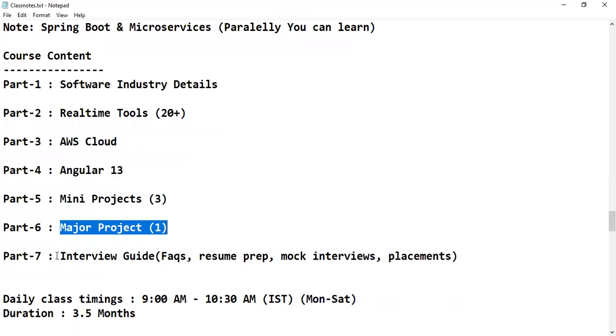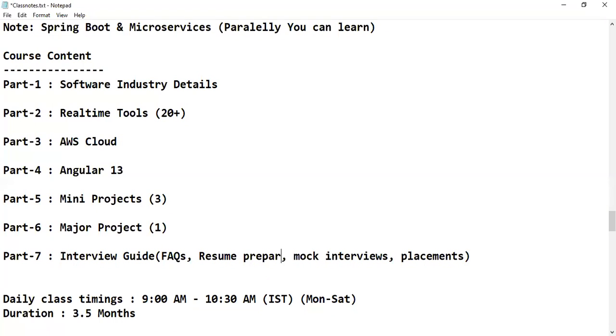Along with this, we are going to provide you an interview guide. There, frequently asked interview questions, FAQs will be available. And resume preparation, how to prepare your resume as an experienced developer, that I will discuss. If you want, we can conduct mock interviews also for you to give the real interviews. Then placement assistance also we are going to provide.